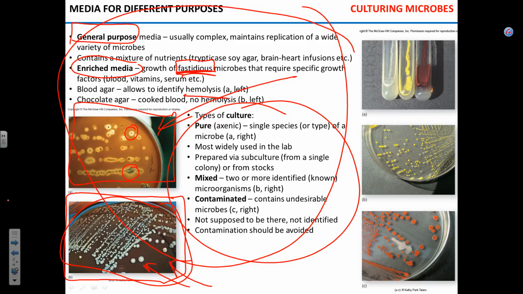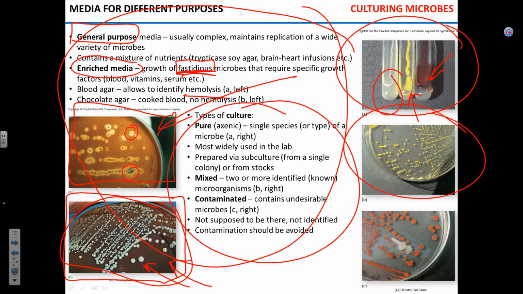Culture. Culture can be pure. You can see different examples of pure culture here: Staph epidermidis, Micrococcus luteus, and I think it's Serratia marcescens. Okay, different types of culture. When you culture a microbe, you aim to get a pure culture. You want to get one species. Does that make sense? You don't want things to be mixed up.